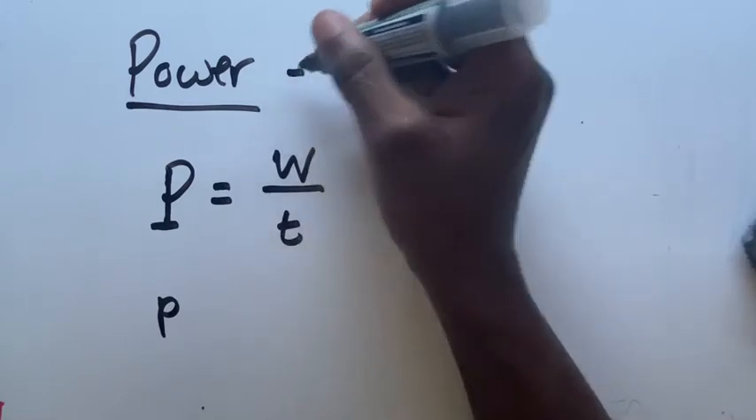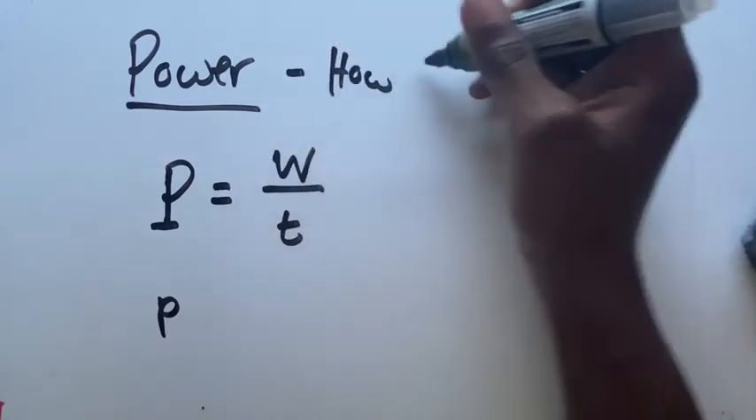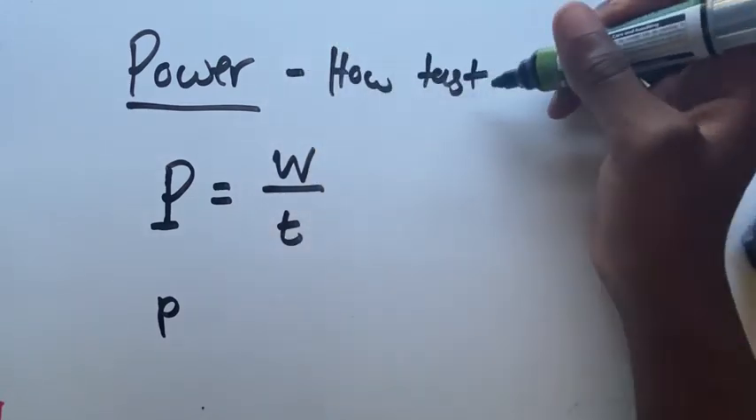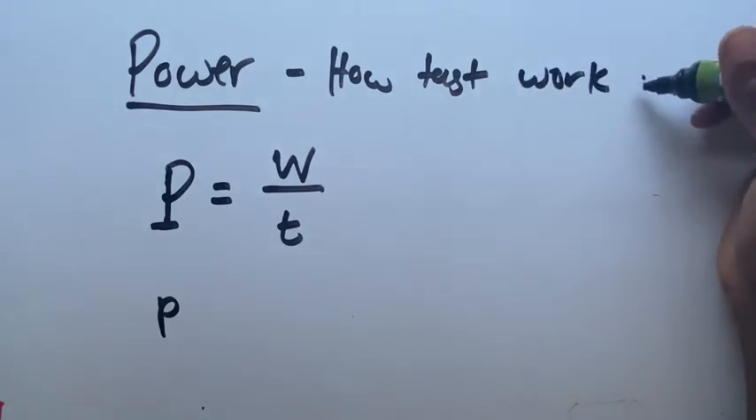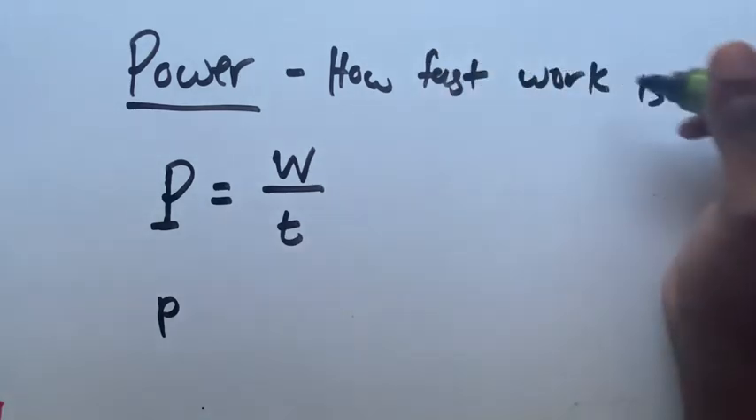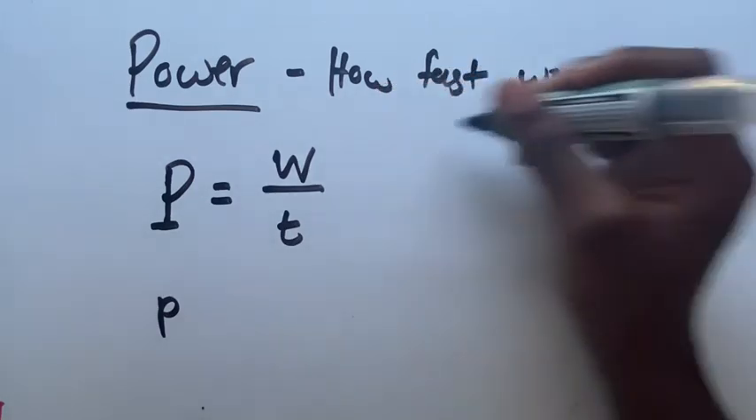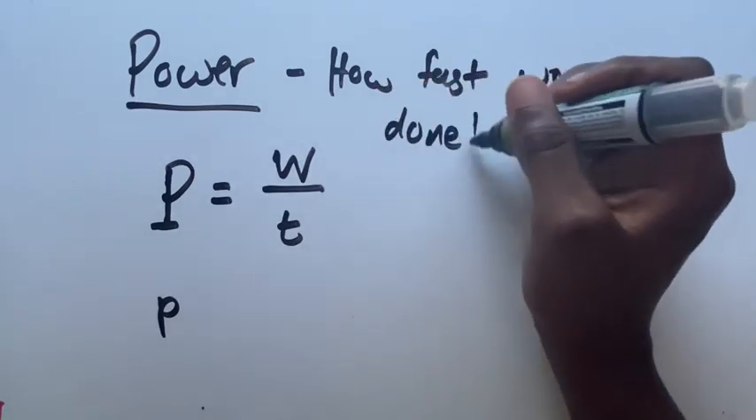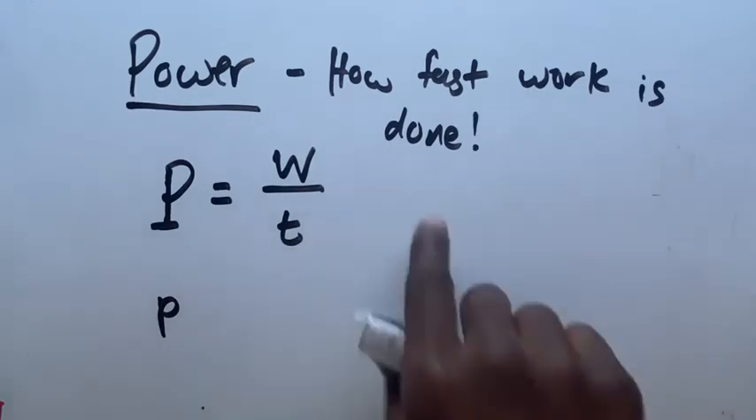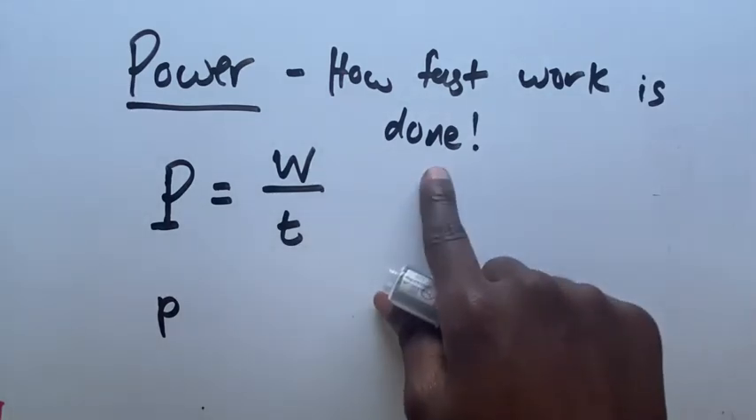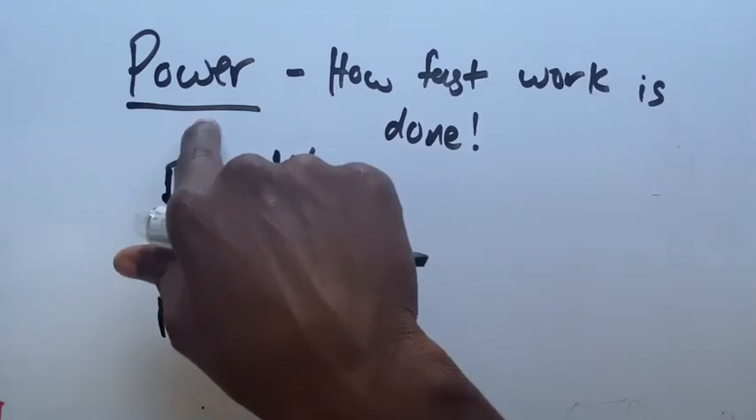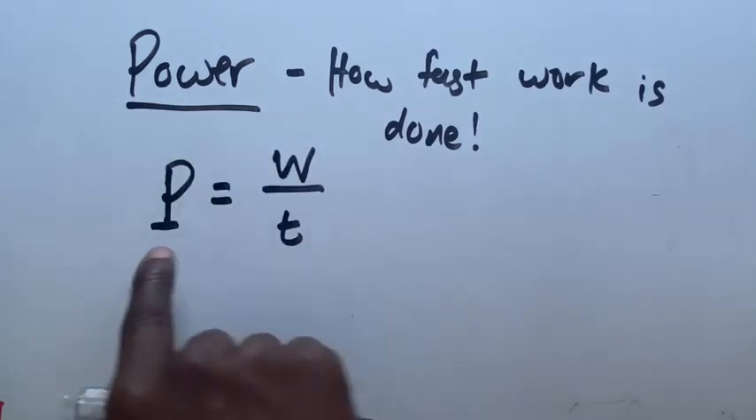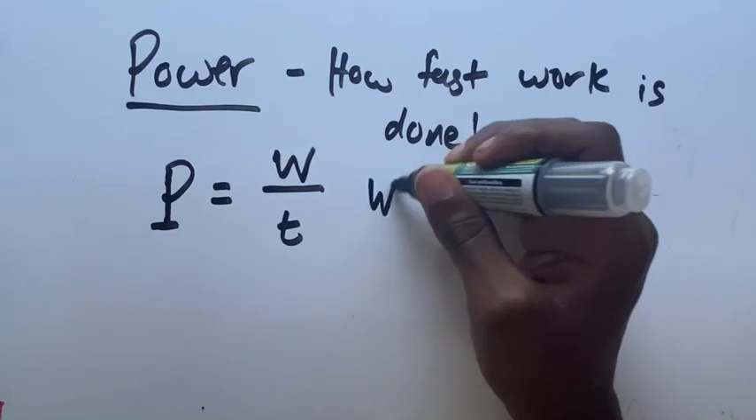So basically power is how fast work is done. The faster something is done, or the faster you do your work, the more power you have. And power is measured in watts.